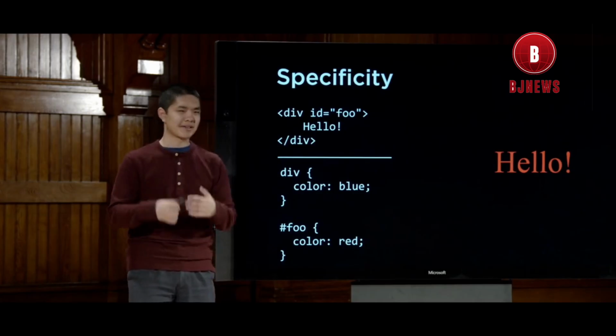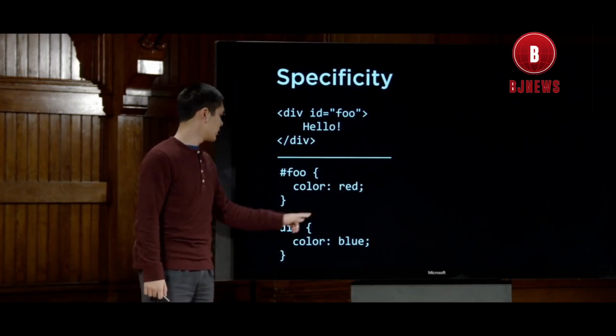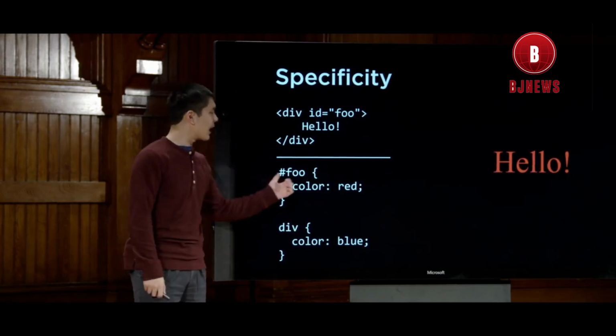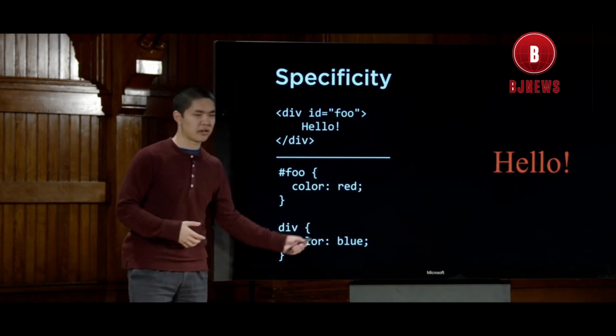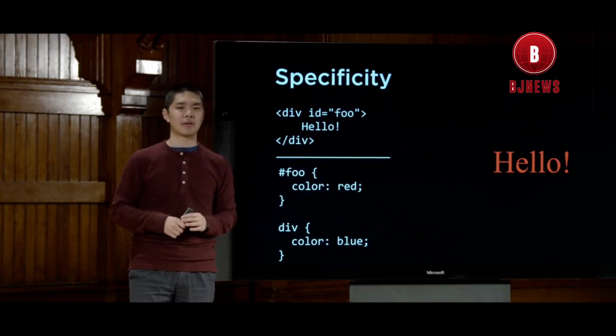It's not that the later one takes precedence. If I were to flip these around, where ID of foo, color red, div, color blue is in that order, it's still going to show up as red because this ID selector is more specific than just the name div, which is the name of the HTML element that happens to be there.